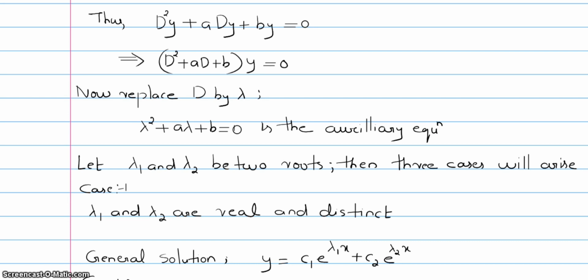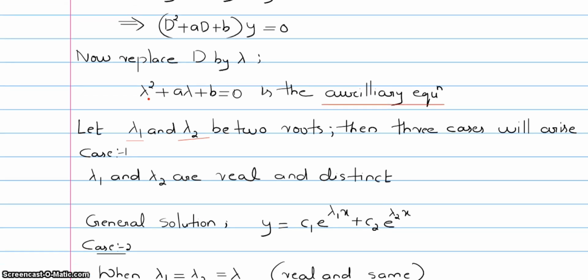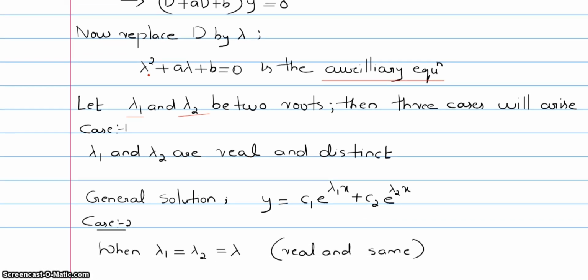Now I am replacing the capital D by lambda and equating it to 0, we get an equation named the auxiliary equation. The auxiliary equation will be λ² + aλ + b = 0. It is a second order equation, so it contains two solutions. Let λ1 and λ2 be the two solutions of this quadratic equation. Depending on the values of λ1 and λ2, the general solution has three formats, and we can choose one of these cases as the solution format for the given differential equation.